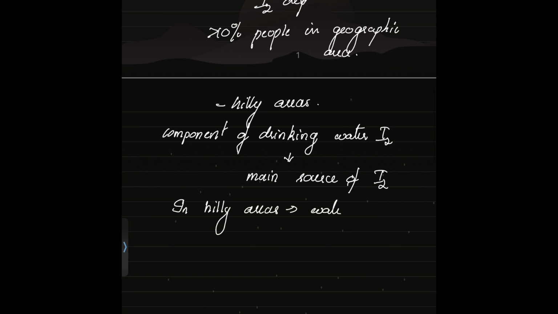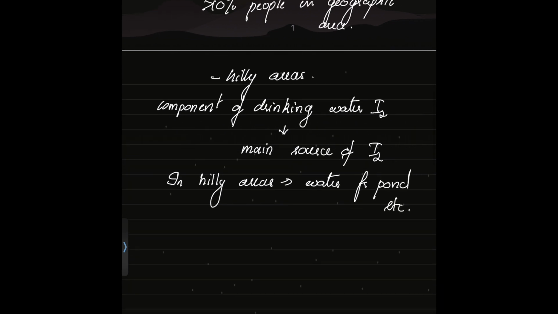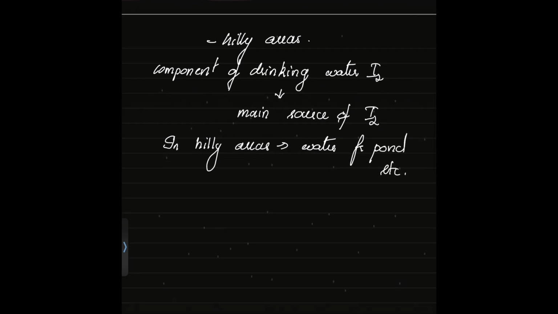So in people in hilly areas, when they take water from the ponds, etc., their source of iodine is not met. They also do not have access to seafood and such. That is why they have iodine deficiency, and they get endemic goiter. For them we can give supplements in the form of iodized salt.